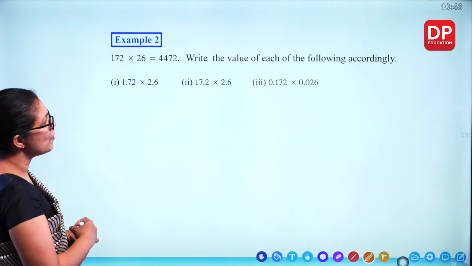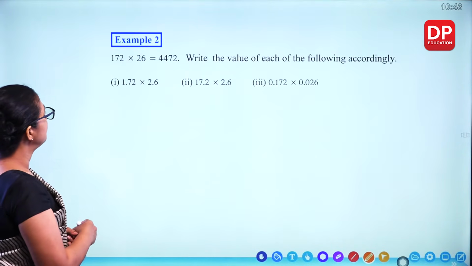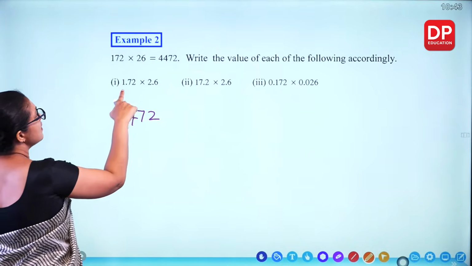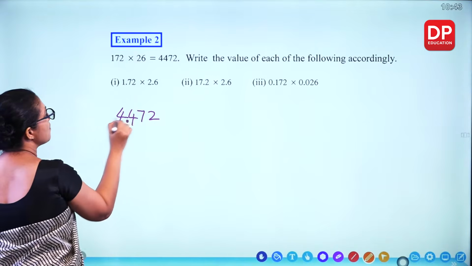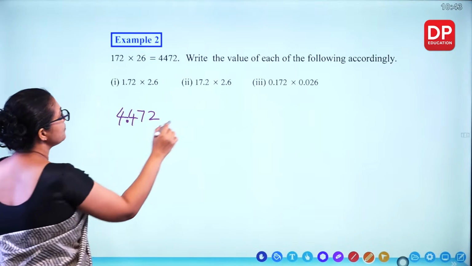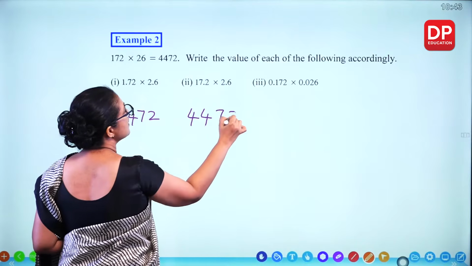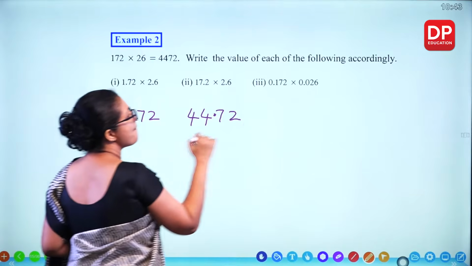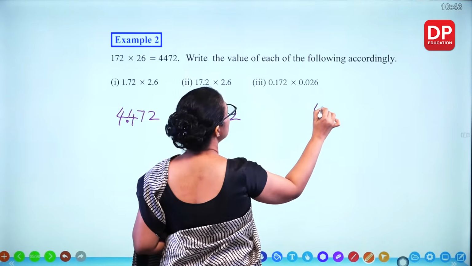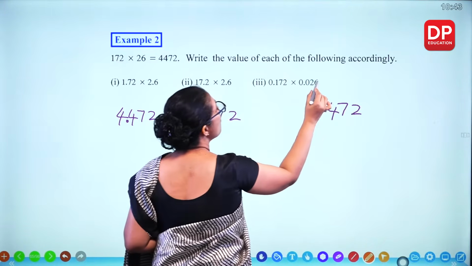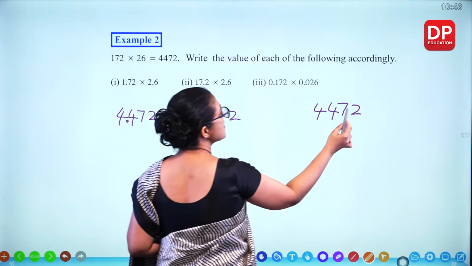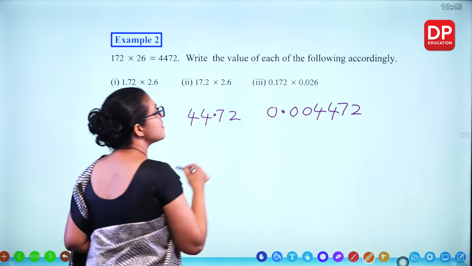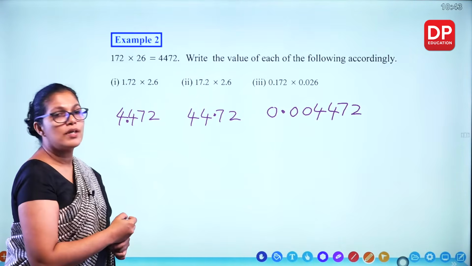Example number 2. 172 times 26 is 4,472. Write the value of each of the following accordingly. So you get, say, answer 3 places you have to keep. 4.472. You get same digits. 1, 2. 2 places you have to keep here. So you get same answer 4472. 1, 2, 3, 4, 5, 6 places. So the answer is 0.004472.